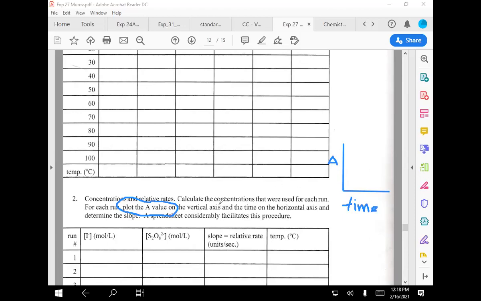And it's asking you to determine a slope. And notice what it says about the slope. What is that slope? It's the rate. It's the relative rate. So absorbance does not have any units. It'll just be 1/seconds.